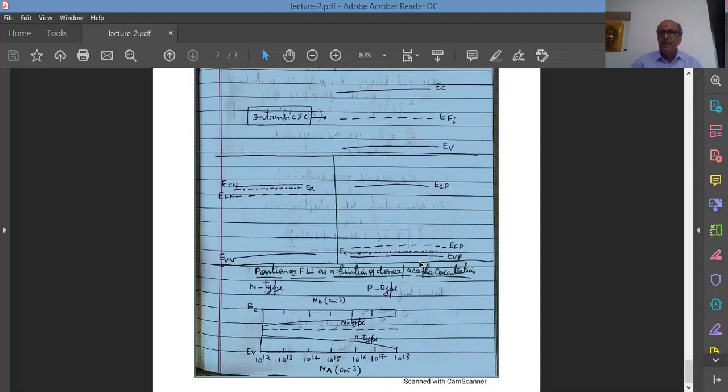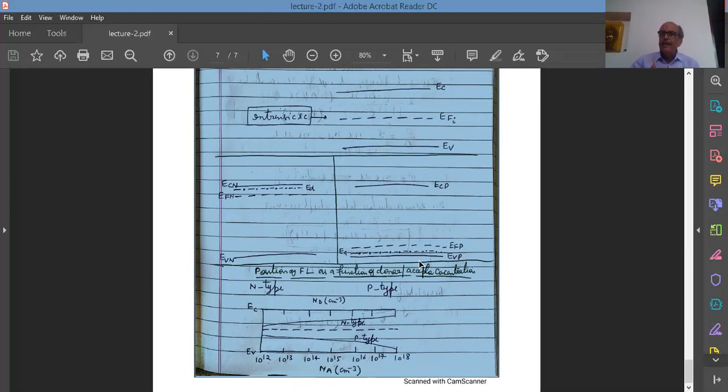Later we will talk about how, even if you increase the doping, depending upon the nature of the semiconductor, whether it is degenerate or non-degenerate, the Fermi level can cross the valency band and the conduction band also. But right now, this is the case of a non-degenerate semiconductor. So in a non-degenerate semiconductor, the Fermi level will lie close to the conduction band in N-type and close to the valency band in P-type.